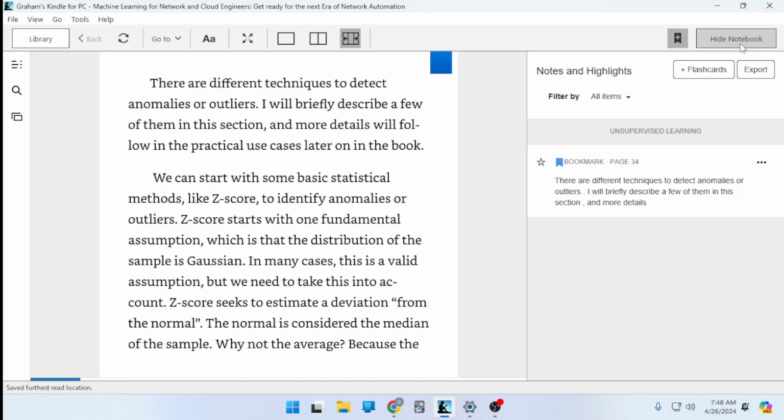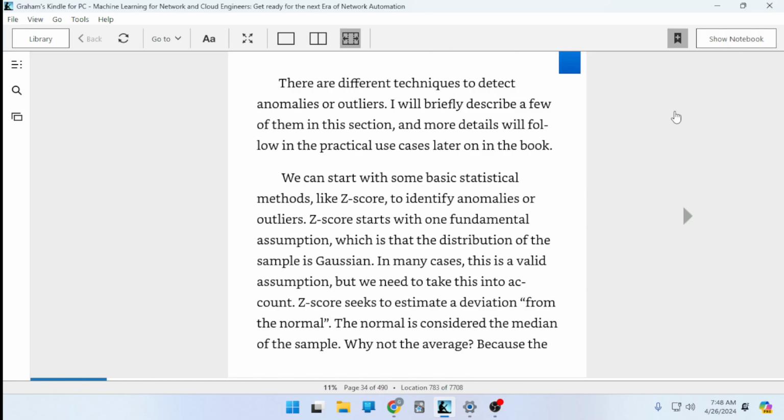There are 3 different techniques to detect anomalies or outliers. I will briefly describe a few of them in this section, and more details will follow in the practical use cases later on in this book.